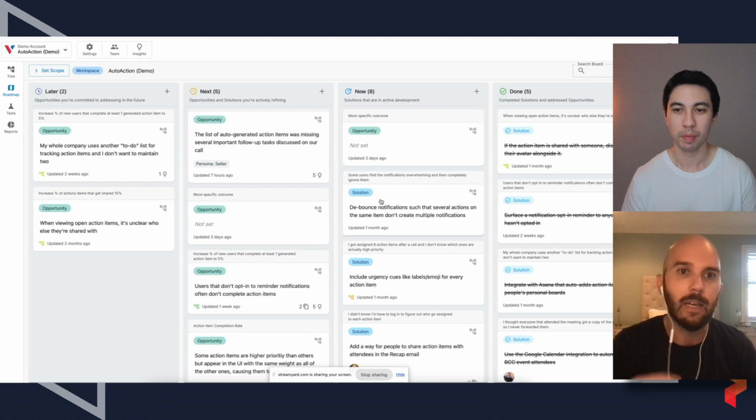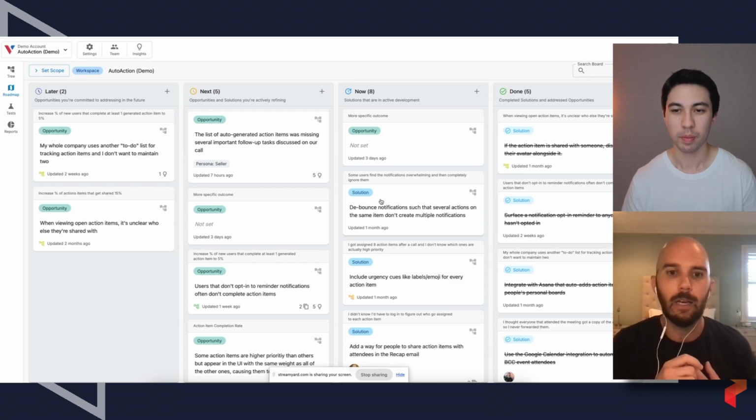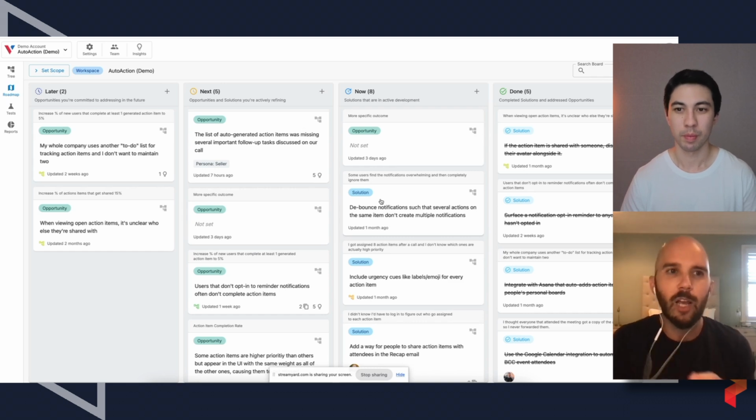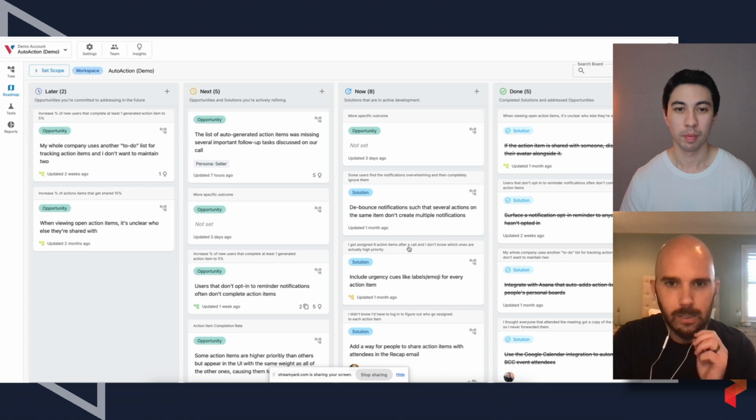Now we want to take that and use it as a tool to talk to the rest of the team, or even just use it internally in the product team to track progress across these things.